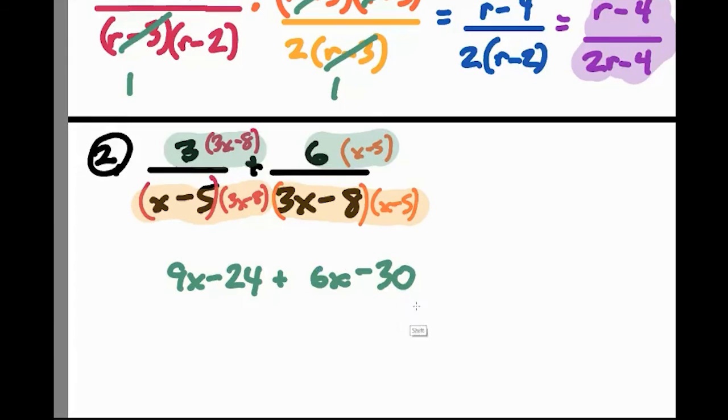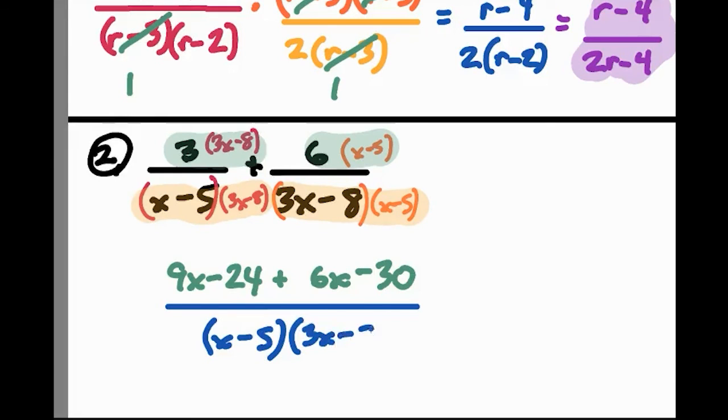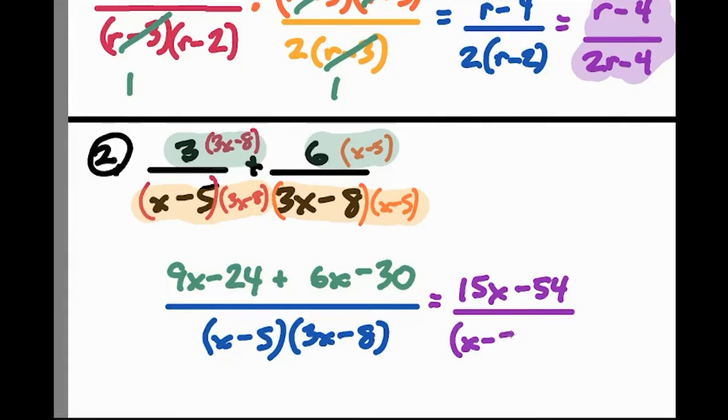And then we're going to divide this by the denominator. And you do not have to expand this out. A lot of people did do it, which is awesome, but you do not have to expand that out. You can just leave it like that, factored. And you're going to be left with 15x minus 54 all over that same denominator. Okay. And that's the answer for this one.